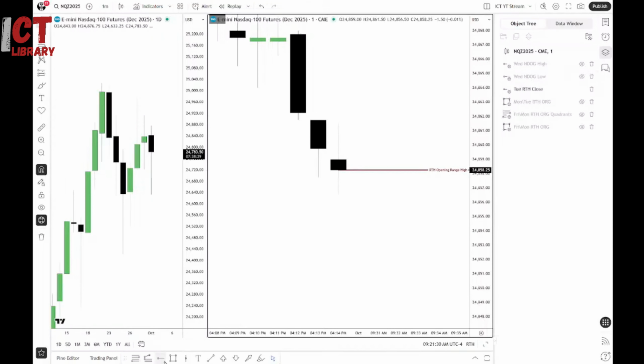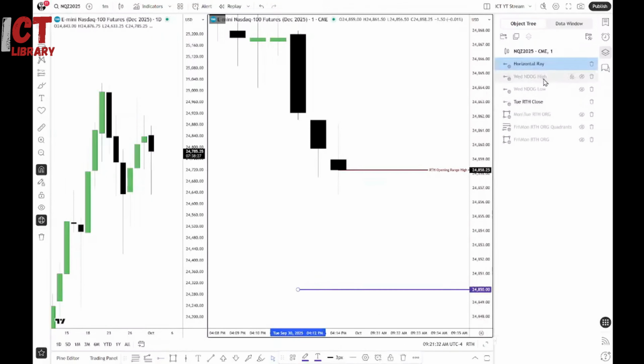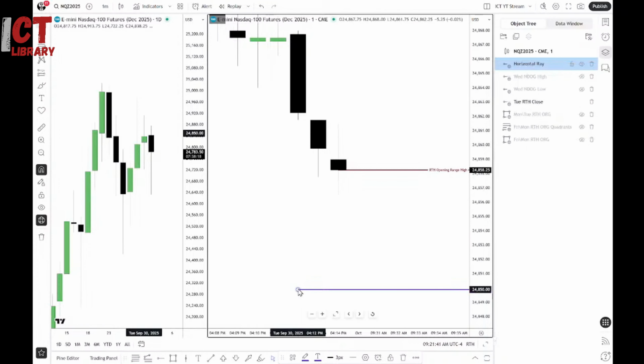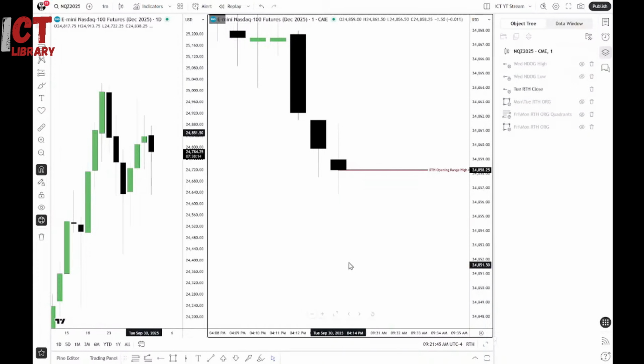Now I'll show you what I mean by that. See how this one other horizontal ray? Hover over top of that, right click on it, and then rename it. And it helps you keep your chart organized. So that way you can do a whole week's worth of annotations. And if you don't want something on your chart at the time, you can just go over top of the little eyeball and tap that. It'll disappear, but it's still there for you to grab again. See that? So it's real easy to keep everything organized.